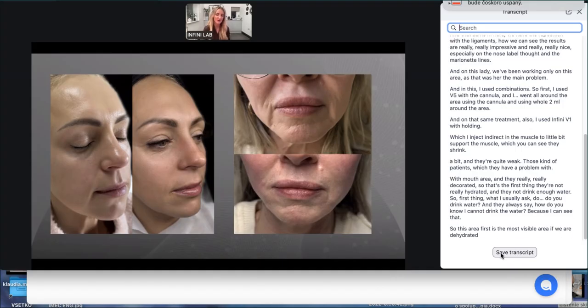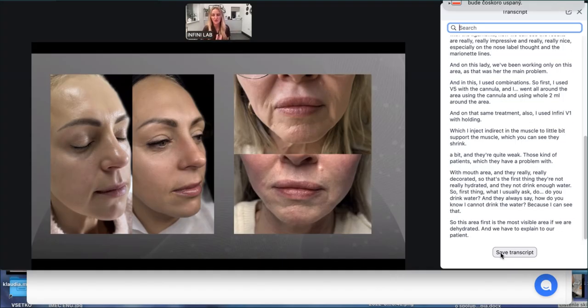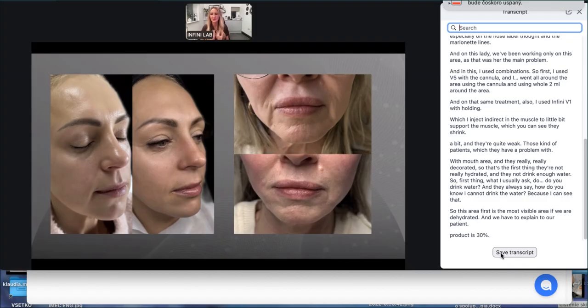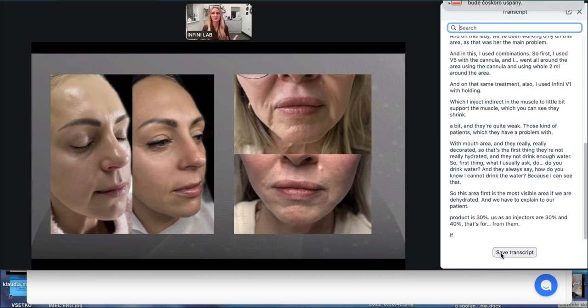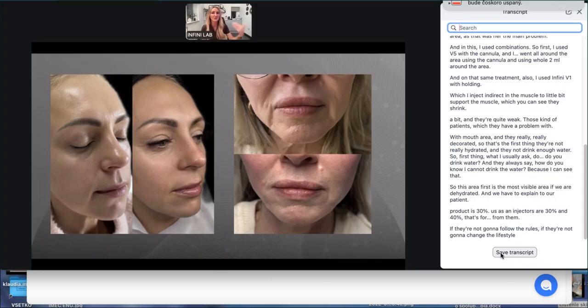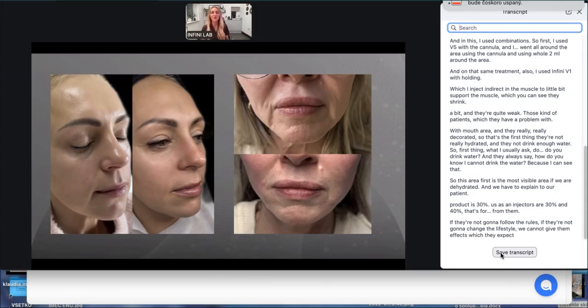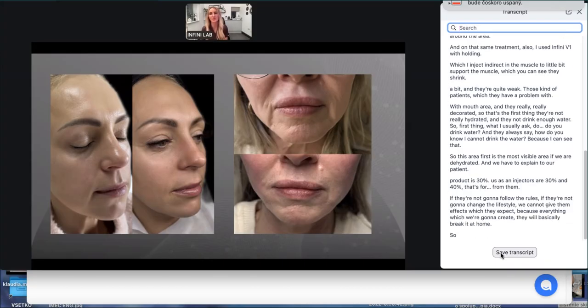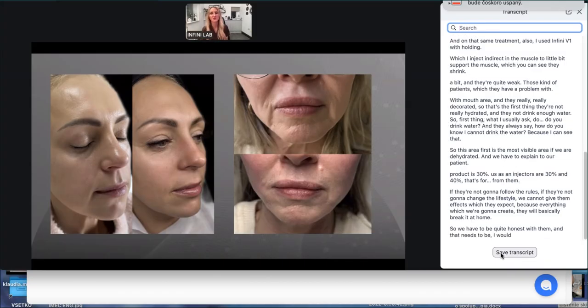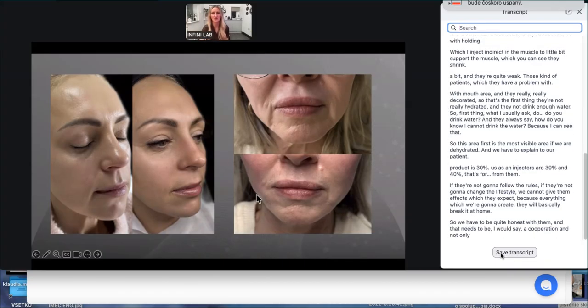And we have to explain to our patient, product is 30%, us as the injectors are 30%, and 40% is from them. If they're not gonna follow the rules, if they're not gonna change the lifestyle, we cannot give them the effects which they expect, because everything which we're gonna create, they will basically break it at home. So we have to be quite honest with them, and that needs to be a cooperation and not only one side work.